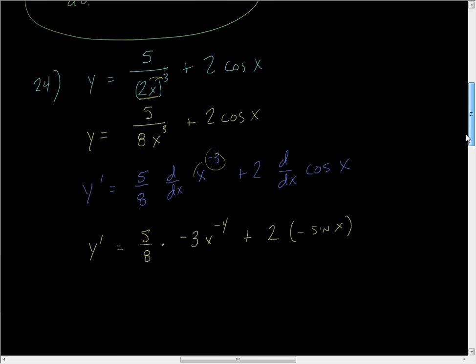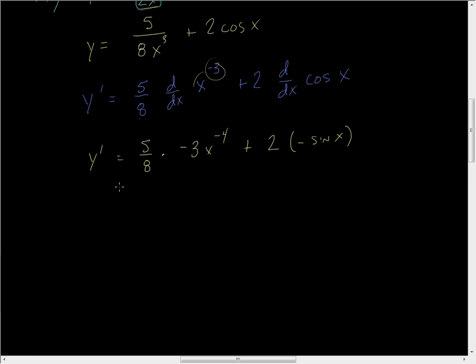Okay. So now just cleaning this up a little bit, we have y prime then is equal to negative 3 times 5 is negative 15 over 8. But the x is still on the bottom, and so that's x to the 4th on the bottom. Minus 2 sine x. And there we are.